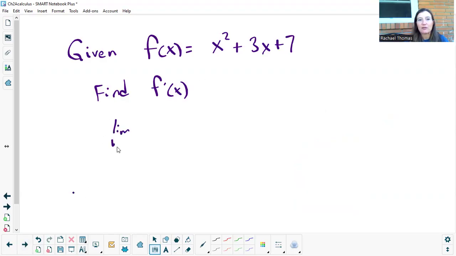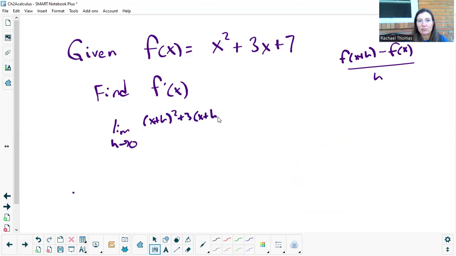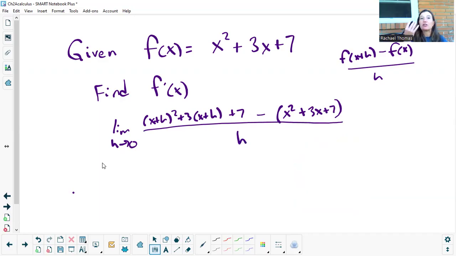So if I'm tasked with finding the f prime of x for this function, what I'm going to do is take that difference quotient, as we would call it, f of x plus h minus f of x over h. Plug in my x plus h squared plus 3 times x plus h plus 7. Plug in just x. Don't forget the parentheses here. We want to subtract all of f of x, not just x squared. Divide that by h. And now I have to compute this limit.